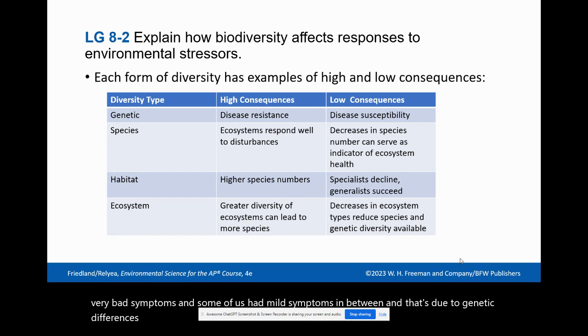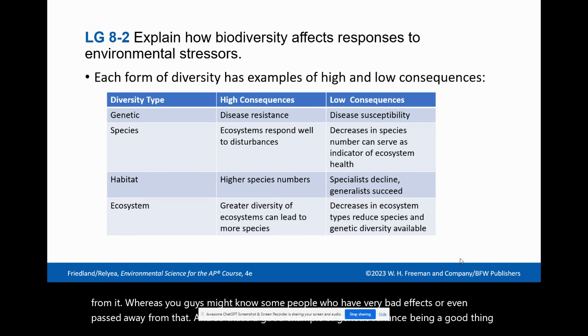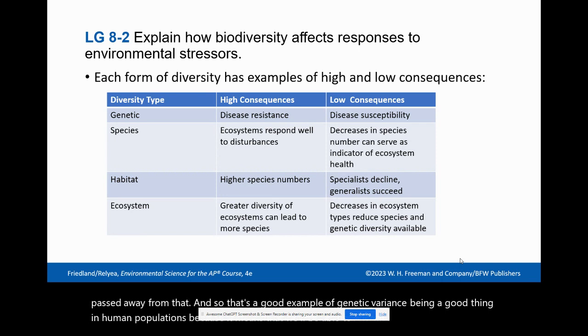So myself, there's no way I didn't get COVID, but I never felt any of the effects from it. Whereas you guys might know some people who had very bad effects or even passed away from that. And so that's a good example of genetic variance being a good thing in human populations because it means that we'll be able to survive a lot of things.